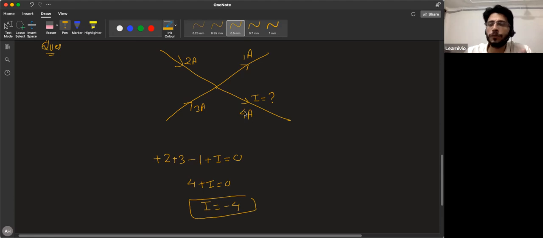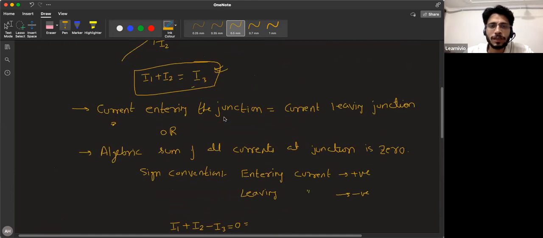Is it clear, the first law of Kirchhoff? It's a very, very easy law. The current entering the junction is equal to current leaving the junction. And it is based on conservation of charge. Note it down, then we'll start with the second law. Second law is a bit tricky.